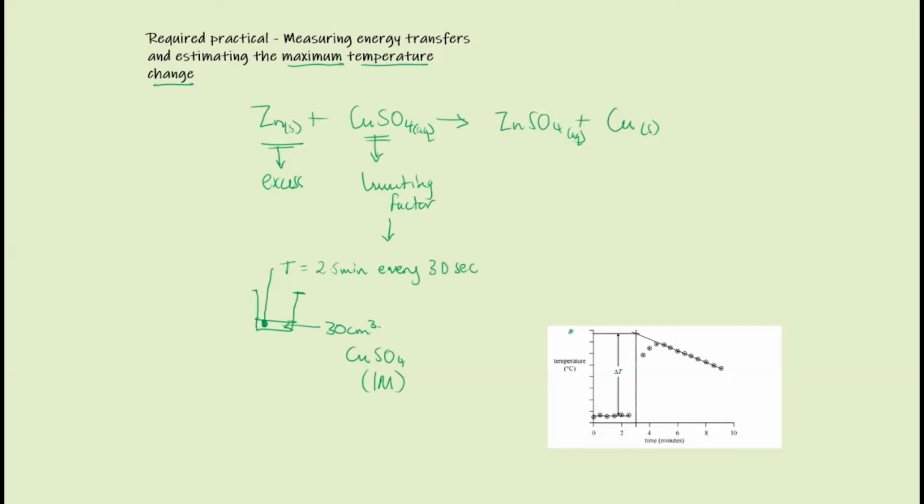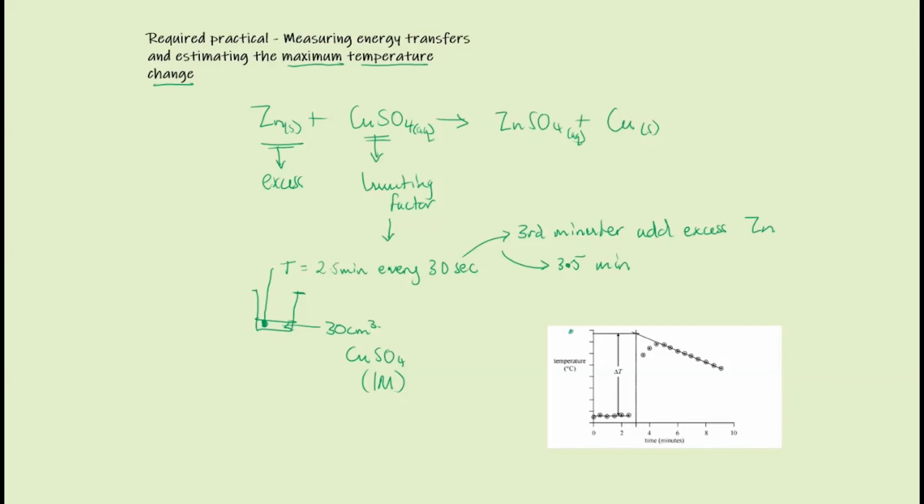Okay. And then on the third minute, we add our zinc. So for the third minute, you will not have a value of temperature to record. And that's really quite important. And then as soon as you hit the 3.5 minutes, you carry on recording your temperature from 3.5 minutes onwards. And you can do that all the way up to 10 minutes. But essentially you need several results after the temperature starts to decline.